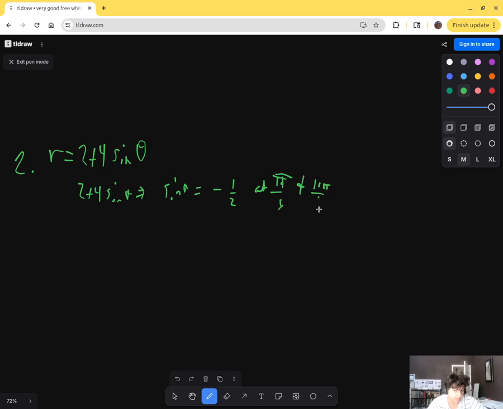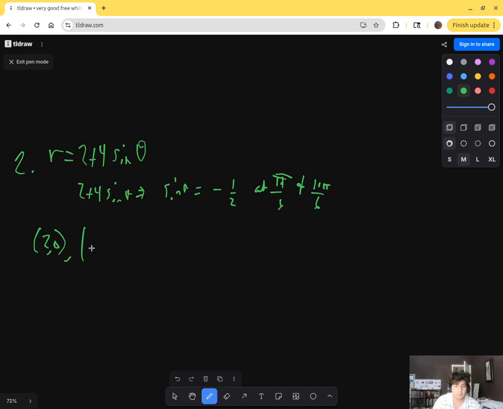pi over 6. That doesn't really matter. All we need to do now is just plug in 0, pi over 2, pi, 3 pi over 2. So at 0, we're going to have 2 plus 4 sine of 0, so that's going to be 2 comma 0.